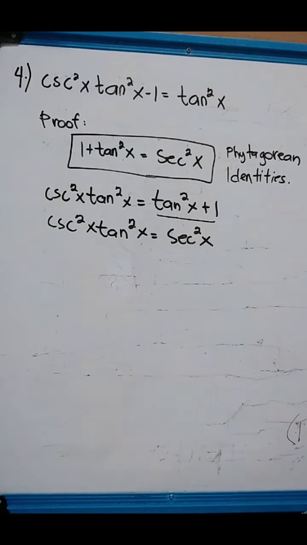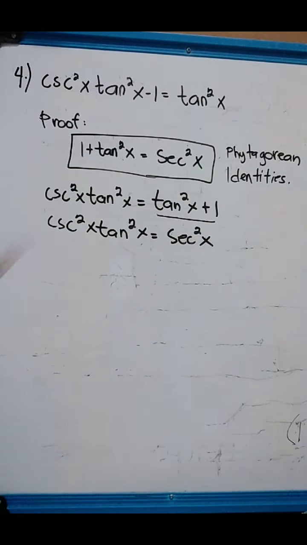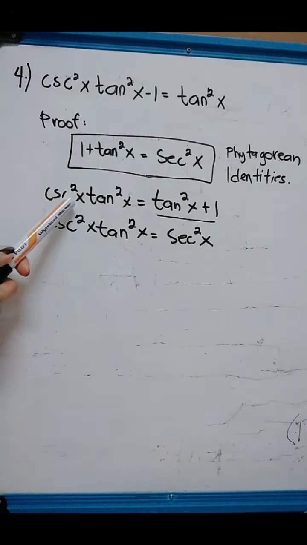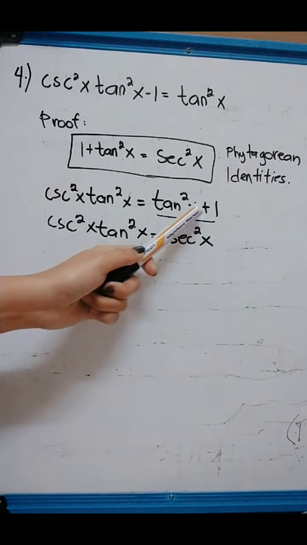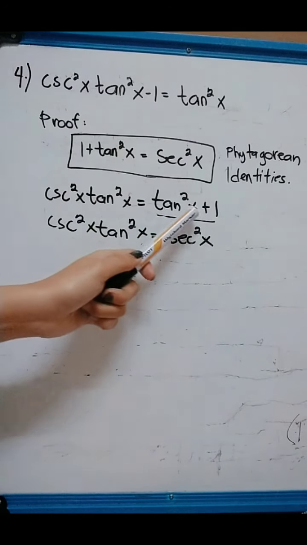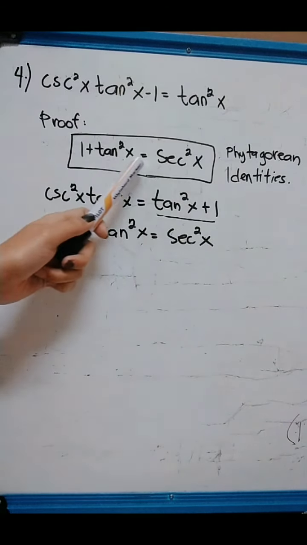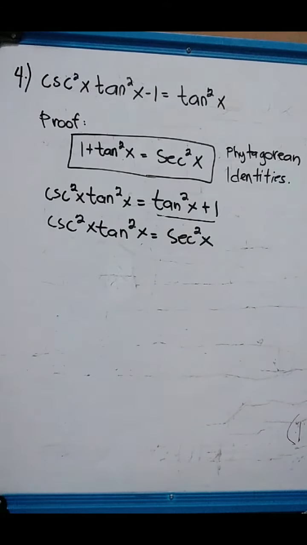Okay, our last example for our trigonometric identities is to show that cosecant squared x times (tan squared x minus 1) is equal to tan squared x. So what I do first is transpose this negative 1 to this side. So it becomes cosecant squared x times tan squared x is equal to tan squared x plus 1. So this tan squared x plus 1 is a Pythagorean identity. 1 plus tan squared x equals secant squared x. So this becomes secant squared x.